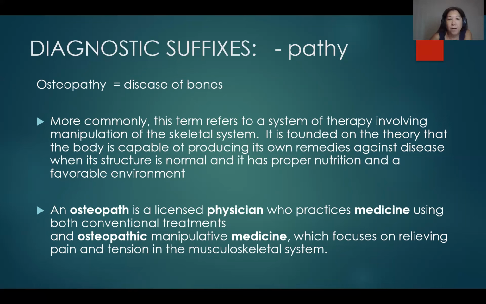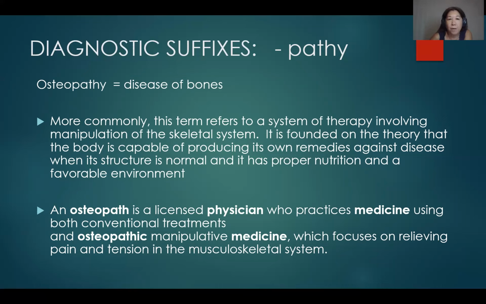You can have glycosuria, which is an abnormal condition of sugar or glucose in the urine. You can have pyuria, which is an abnormal condition of pus. Pyo means pus in the urine. Or commonly we see patients that have hematuria, okay, which is the abnormal condition of blood in the urine.